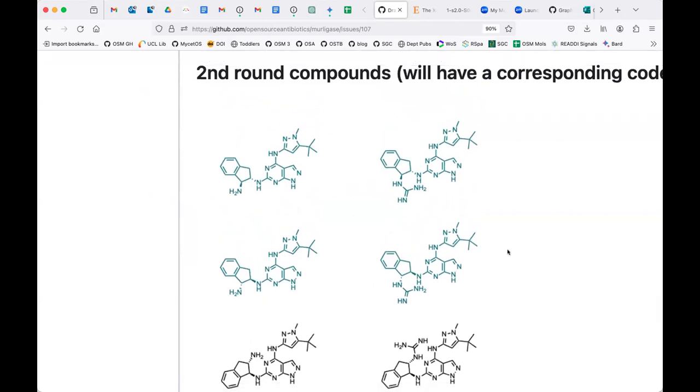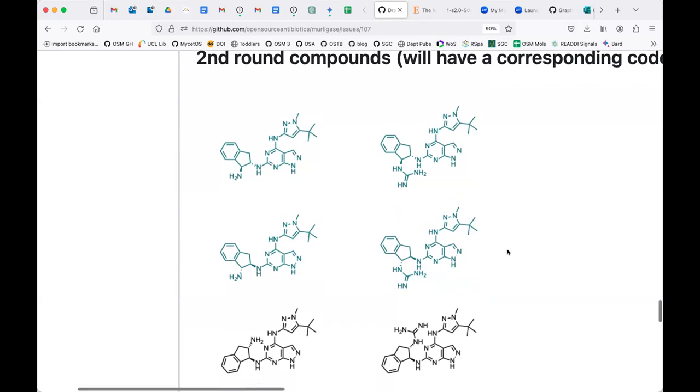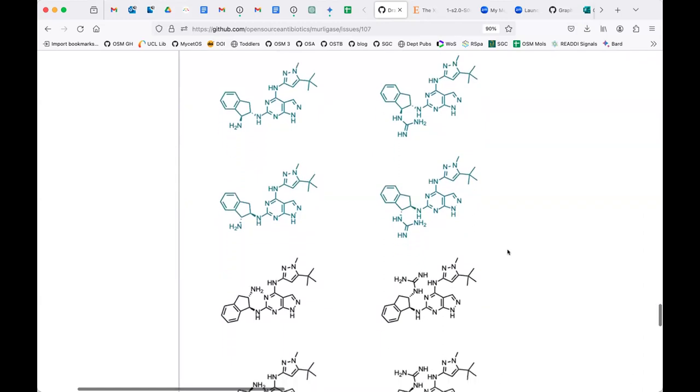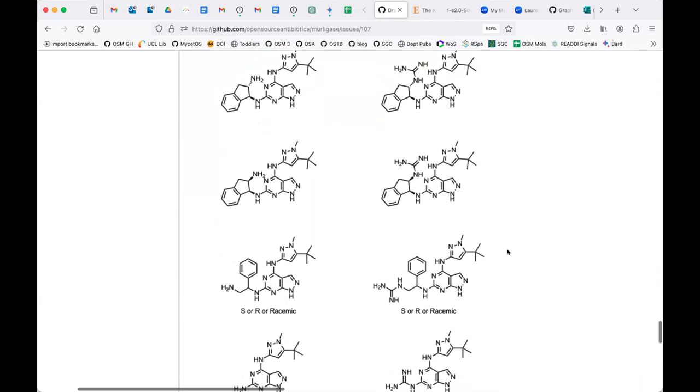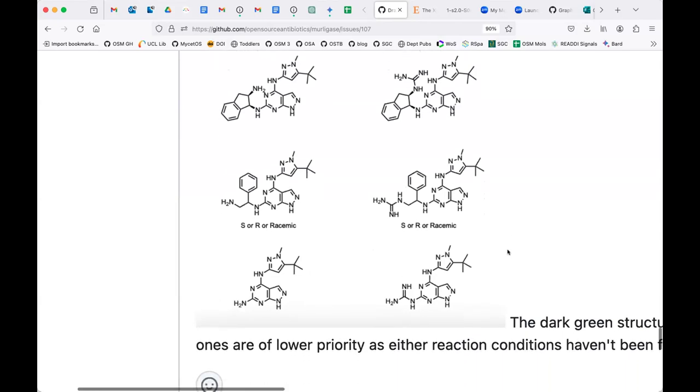For the second rounds, I'm just making the amine derivatives and guanidinium derivatives of these structures. The green ones are the ones I'm currently working on. The black ones are of lower priority because either some reaction conditions haven't been set up, or the starting materials haven't been successfully made, and I'm still trying different ways of managing that. So that's a quick one.